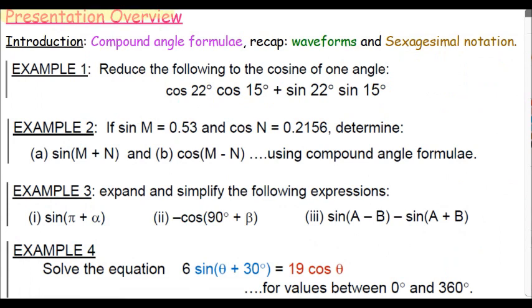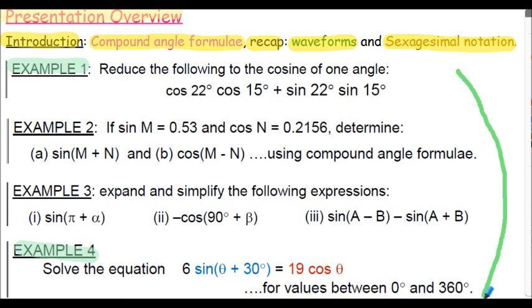Presentation overview: briefly outline the various compound formulae we're going to consider. Then there is a brief recap of trigonometric waveforms, the sine, the cosine and the tangent form, and also a recap of sexagesimal notation, that's stating angles in terms of degrees, minutes and seconds, which are sometimes used within the solutions. The presentation initially outlines 4 examples, example 1 through to example 4 shown here. These examples show full work solutions.